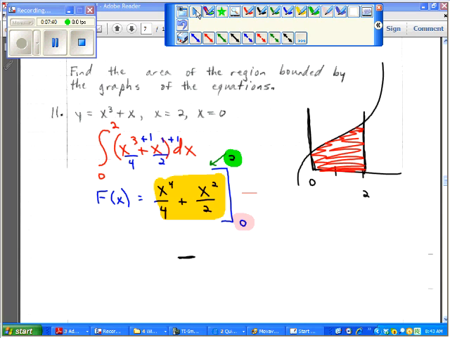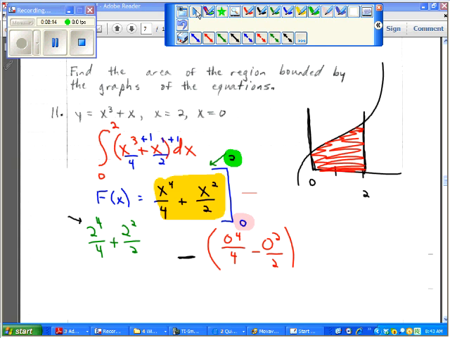We're going to evaluate that at 2, so we would have 2 to the 4th over 4 plus 2 to the 2nd over 2. And then our big minus sign, because it's the evaluation from the upper bound minus the evaluation from the lower bound. And at the lower bound, remember we need to put a parenthesis there and distribute that negative. And so we're going to have 0 to the 4th over 4 plus 0 to the 2nd over 2. Okay? Now, that whole second part becomes a 0, as you can see.